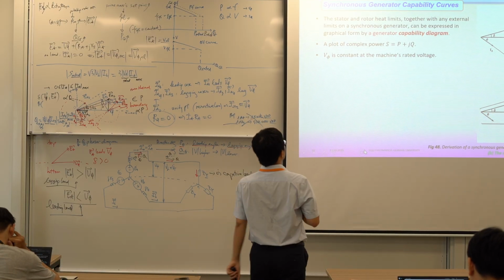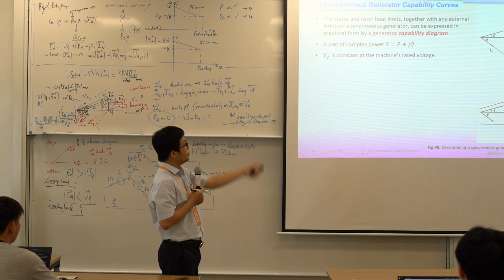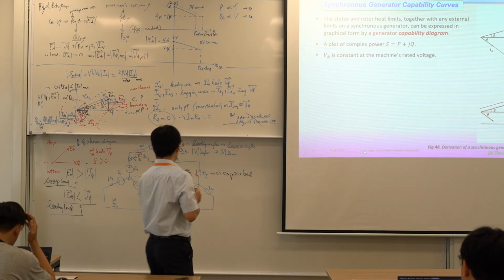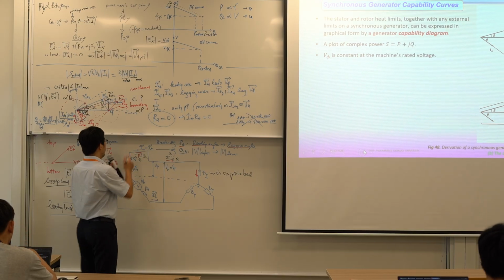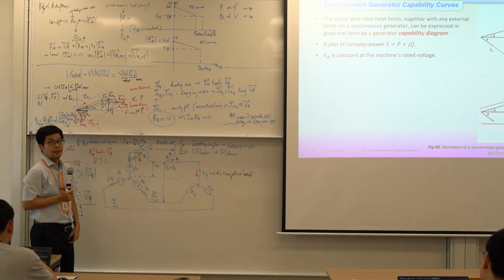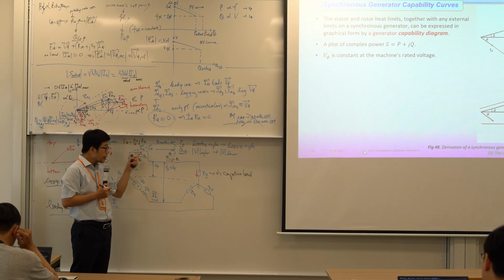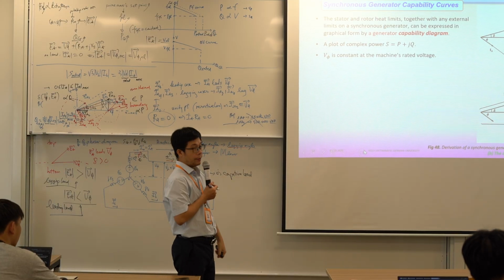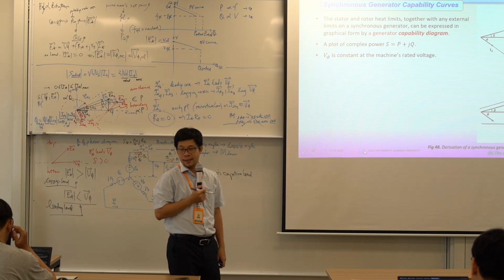Now come back to this one. So P is positive, Q is positive, right? Why? Because this is lagging. This is lagging load, so the generator will supply P and also Q. Okay, so we have S now as P plus jQ, right? This generator will supply both P and Q because of the lagging load. Is it clear?